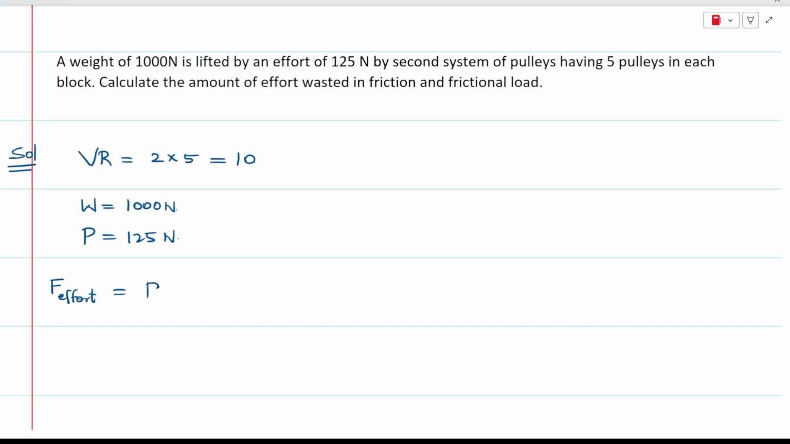is equal to actual effort minus ideal effort. So actual effort is P_A, ideal effort is load by velocity ratio. So actual effort is 125 minus W, which is 1000, divided by 10. So this will be equal to 25 newtons, which is the frictional effort.